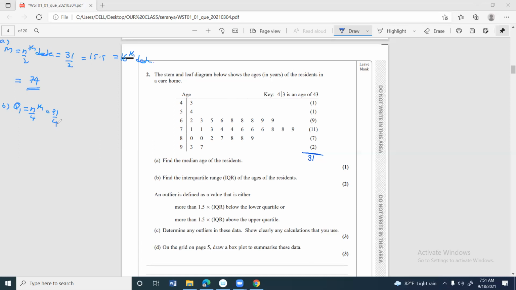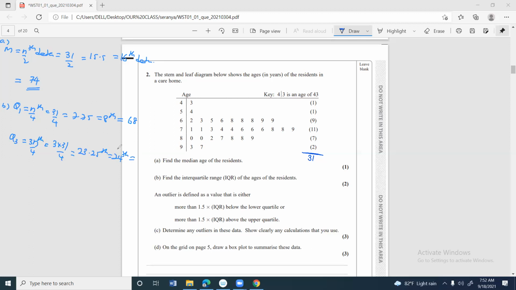31 divided by 4 turns up to 7.75, which means you have to get the 8th data. The 8th data is 1, 2, 3, 4, 5, 6, 7, 8, which is 68. Then Q3 is 3n divided by 4, which is 3 times 31 divided by 4. We need to get the 23.25th data, which obviously turns up to the 24th data.